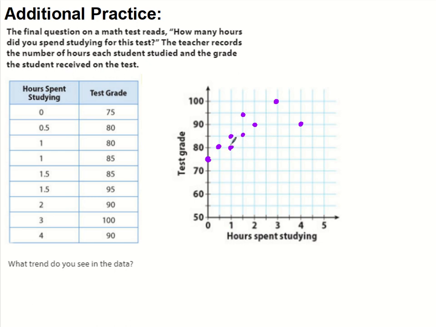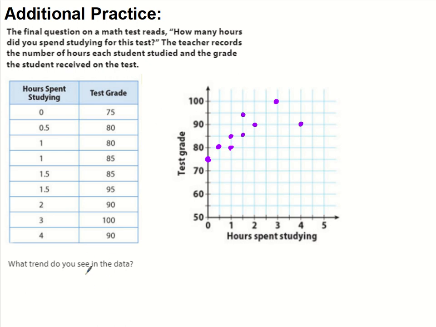Also it's okay to have 2 points on the same thing. So like one person spent 1 hour studying, they got an 80. Another person spent 1 hour studying, they got an 85. That's okay. One person spent an hour and a half studying, they got an 85. Another person got a 95. Okay, so this is our scatter plot.